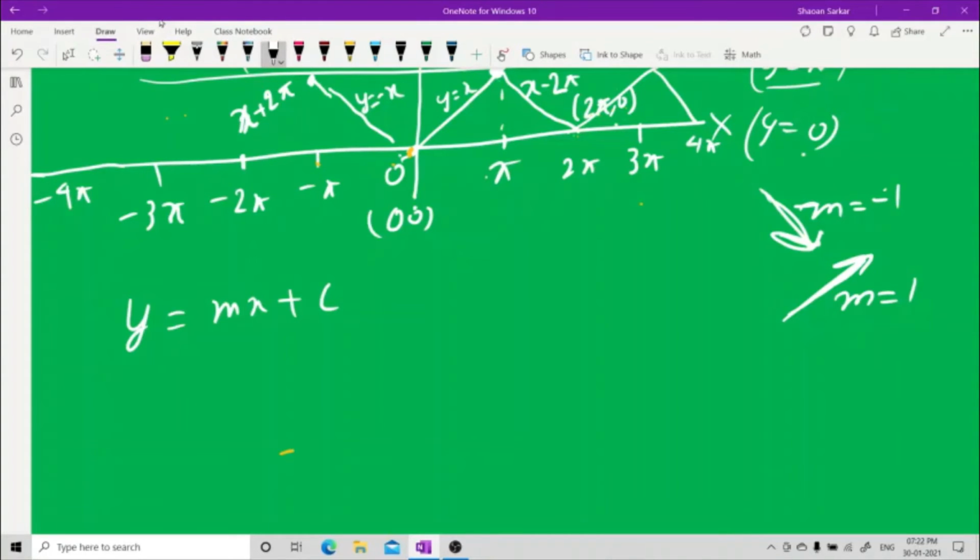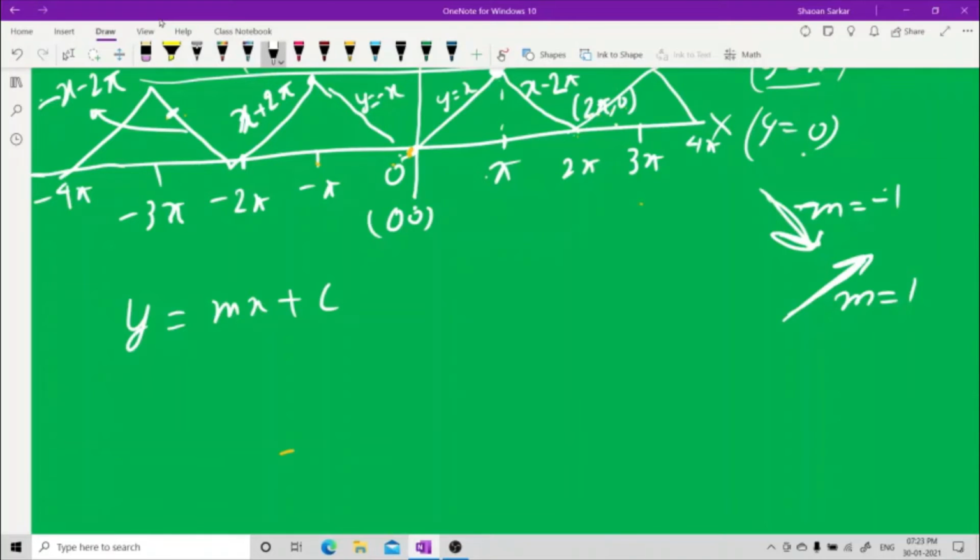This is the thing from here to here, and the equation of this line is x minus 2 pi, minus x... wait a minute, let me write it here somewhere. Here, let me write the equation here. Minus x minus 2 pi. I hope you have understood this one now.